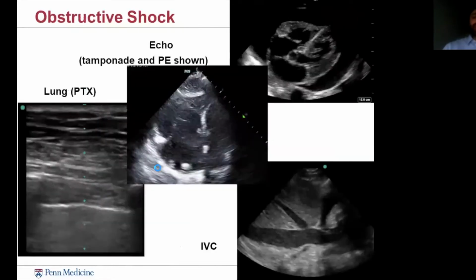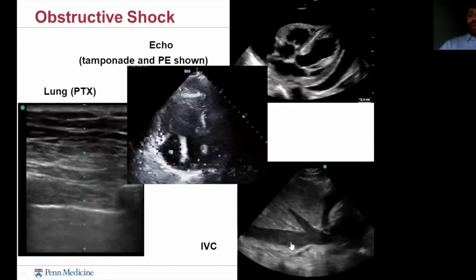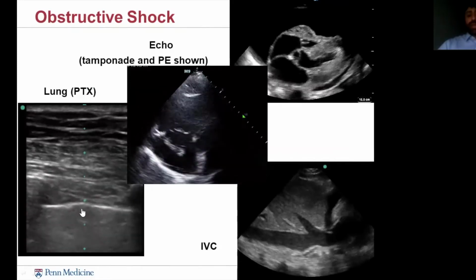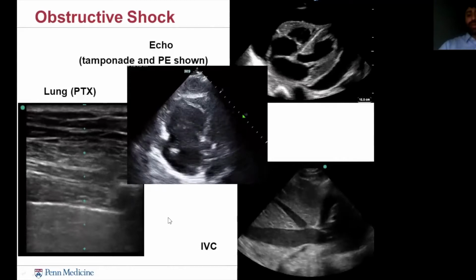Obstructive shock can have several different patterns. We've already talked about and seen what a heart with cardiac tamponade can look like. In obstructive shock, typically you see a dilated IVC. In pneumothorax, you see that pleural line that doesn't demonstrate the shimmering artifact of lung sliding.